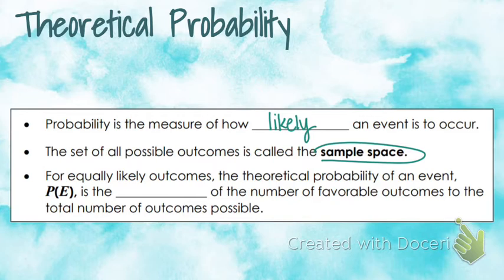So like if I say that there are 10 marbles in a bag and what's the likelihood of pulling a red one, the sample space would be 10 because there's 10 total marbles.